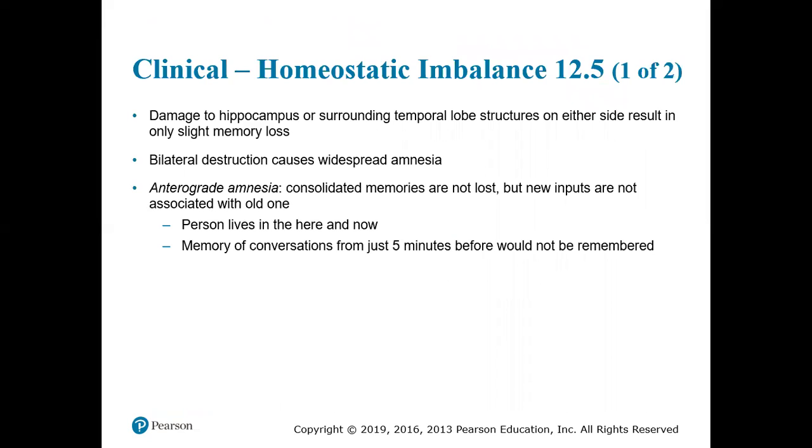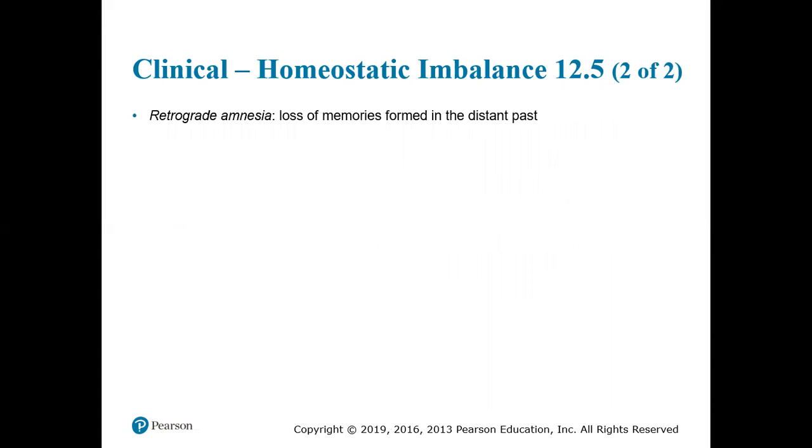If we damage the hippocampus or the temporal lobe structures, we can have memory loss. If we have bilateral damage, this is amnesia. Anterograde amnesia is when consolidated memories get lost and new things are not associated with old stuff. Retrograde amnesia is the loss of memories formed in the distant past.